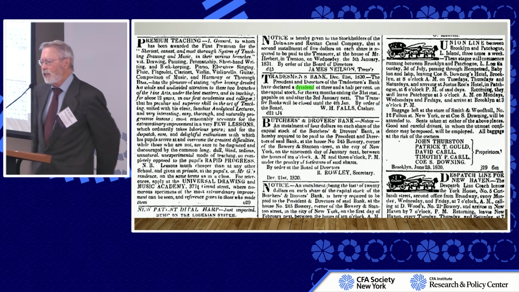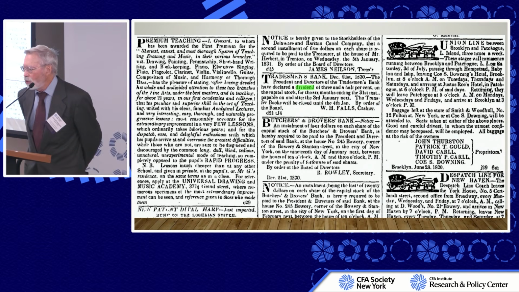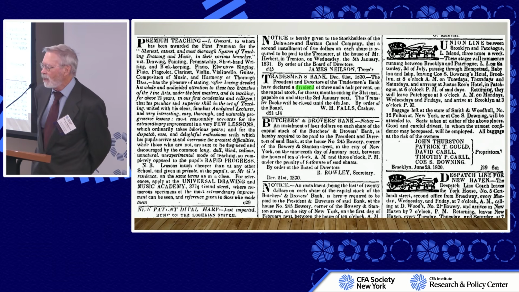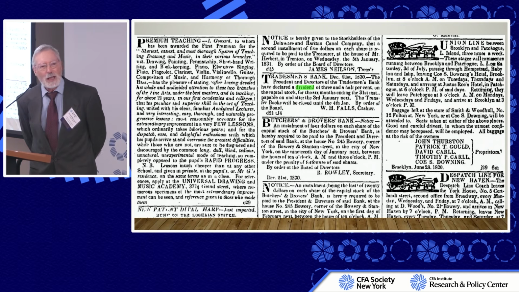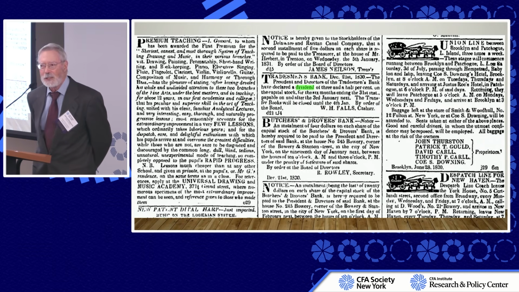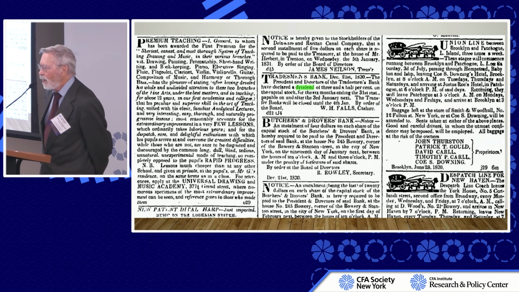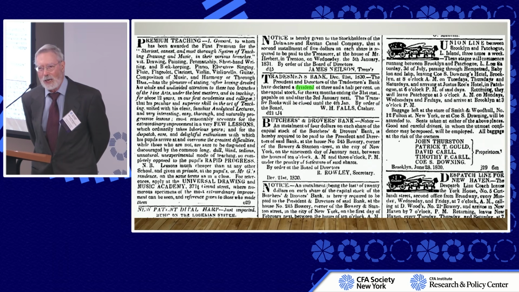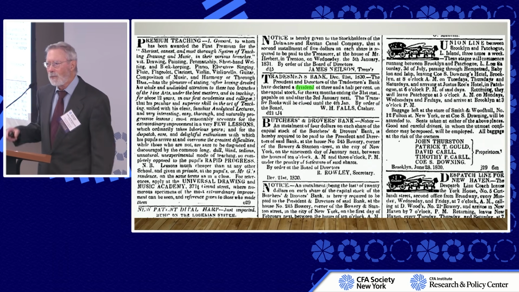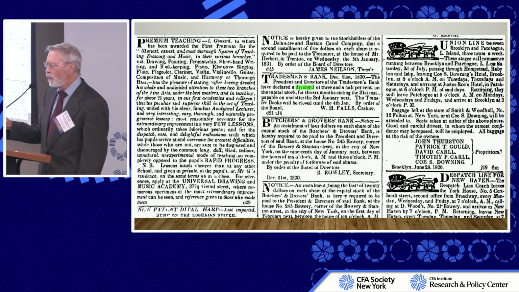Little magnification, and we discover that the president and directors of the Tradesman Bank have declared a dividend of 3.5% on the capital stock for the 6 months ending 31st instant. Okay? So that's really all I had to do post-digitization, year by year, city by city, stock by stock, grab these dividends and put them in my spreadsheet.